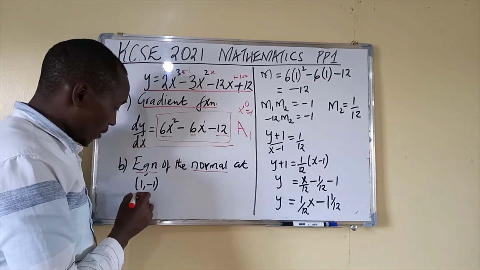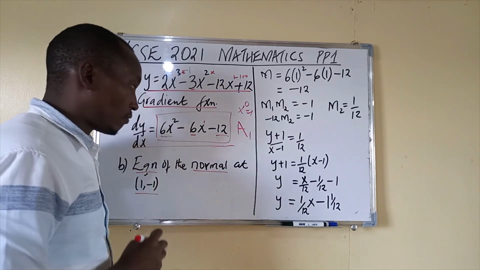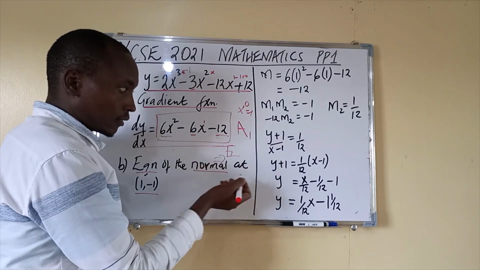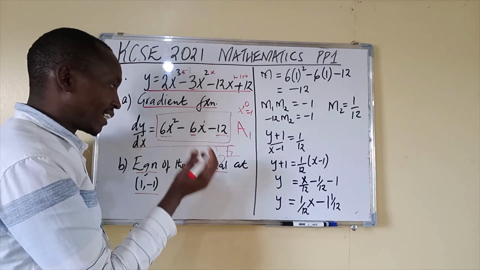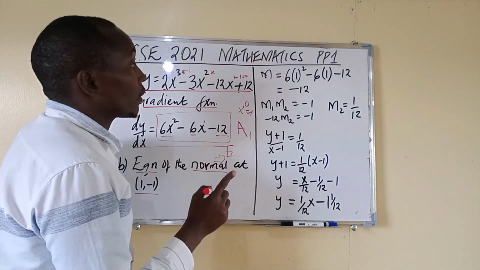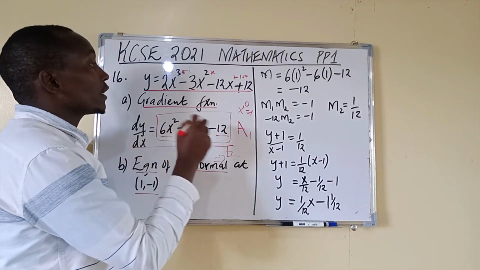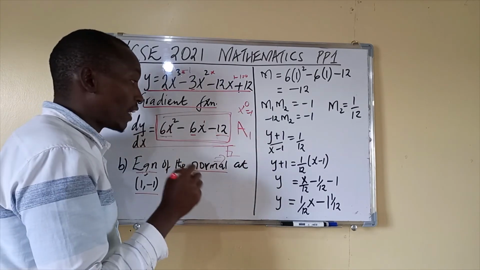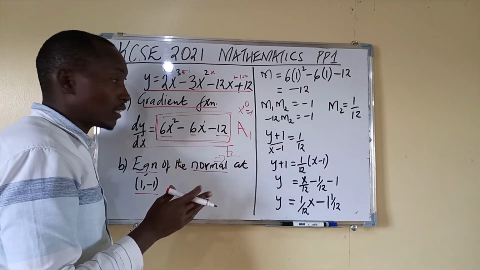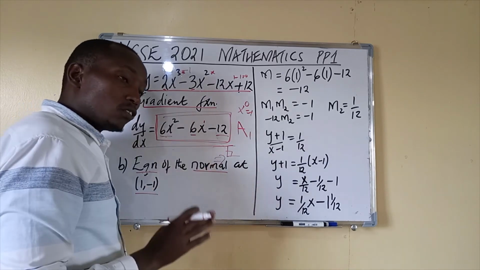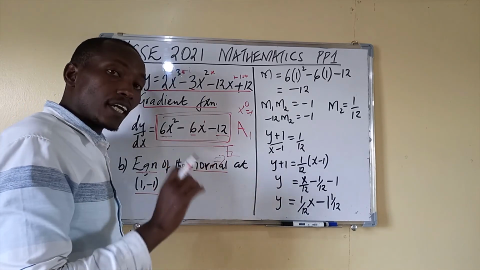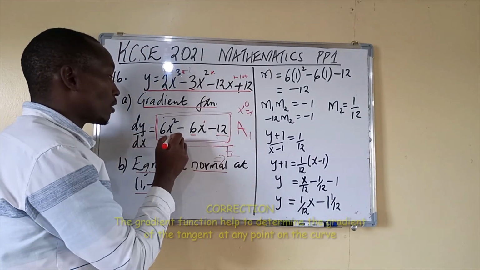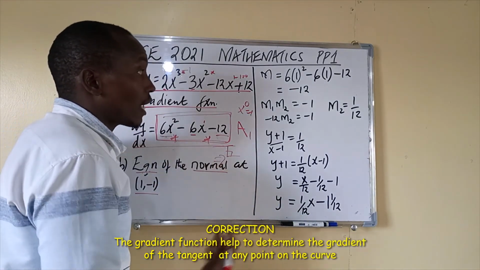Part B of the question, the student is supposed to work out the equation of a normal at a given point 1, negative 1 of that function. Remember, a normal is just a perpendicular line at that given point. We need to remember that what I have here is the function for the gradient, or what we call the gradient function. Therefore, if I want to determine the gradient of the curve at any point, I can substitute the values of x in these points and I'll have it.